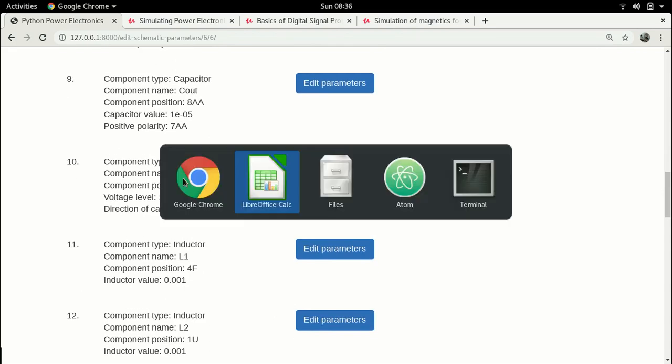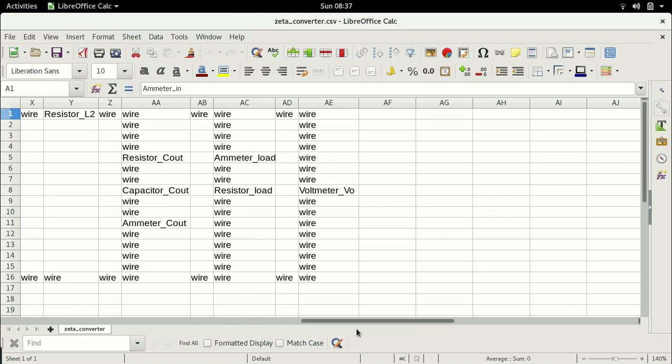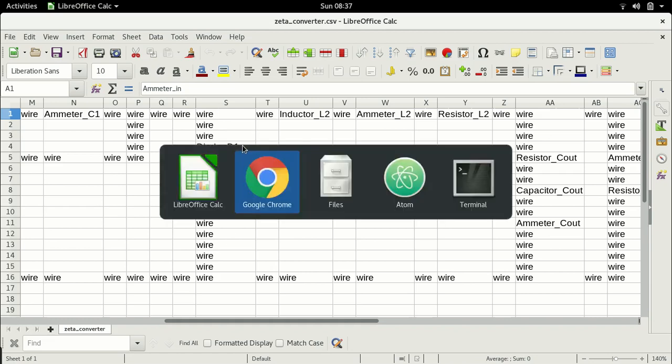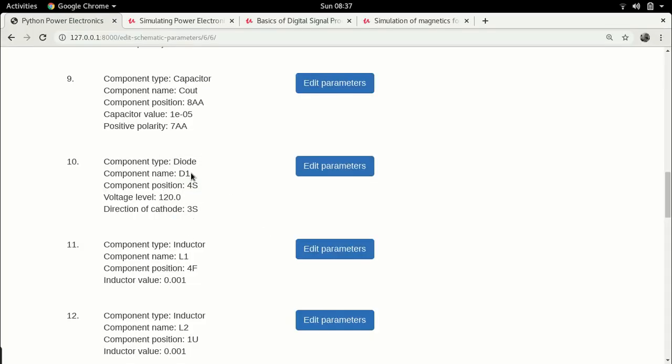The diode D1. As before, the diode D1 is pointing upwards, which means the cathode of the diode D1 is upwards because the current flows upwards, right? The diode conducts in the upward direction. So the diode positive polarity is upwards and we can leave it as it is.